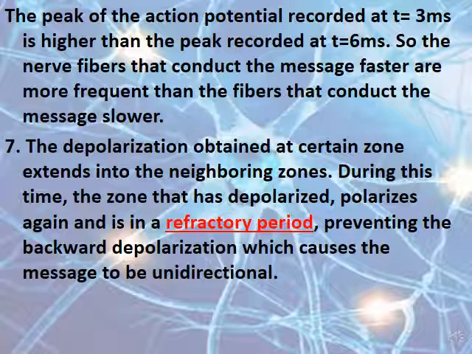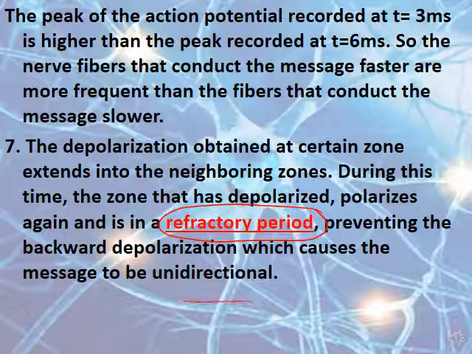So to talk about depolarization. Depolarization obtained at a certain zone extends in the nerve zone. During this time, the zone that has depolarized polarizes again and is in a period called the refractory period. This period prevents the backward depolarization, which causes the message to be unidirectional. It is always propagating in one direction.